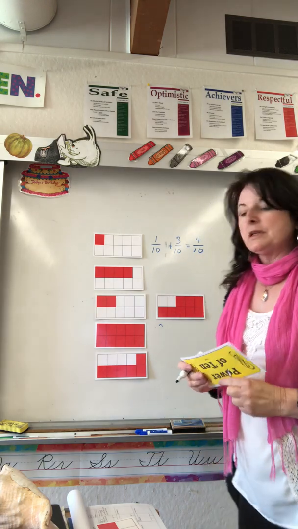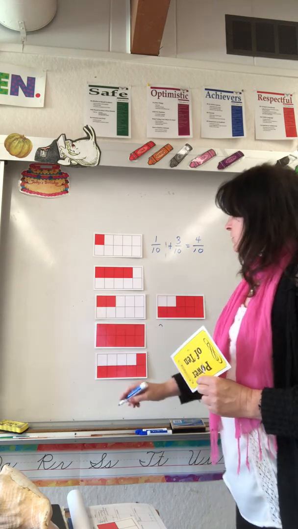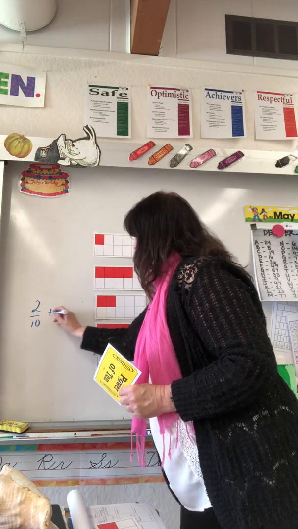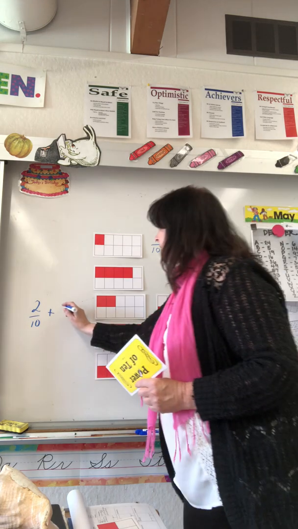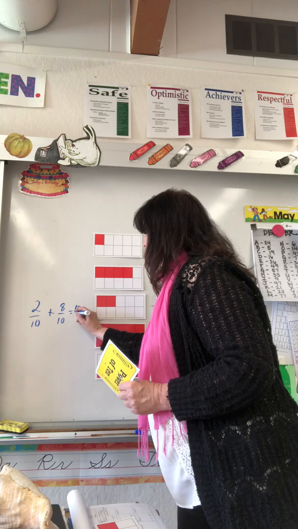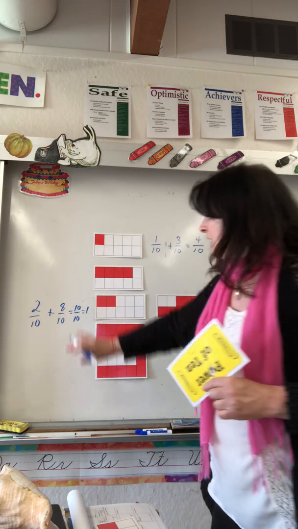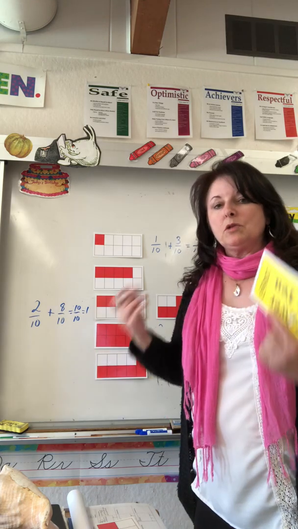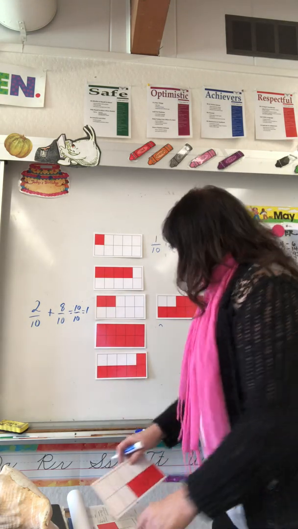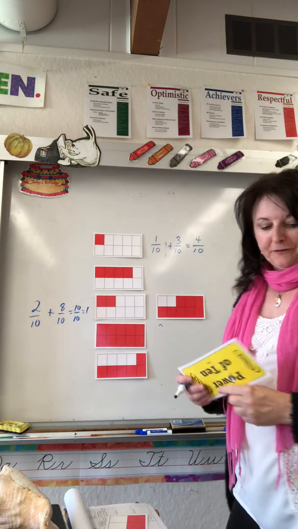Okay, let's do another one. Let's take a look here. What if I have 2 out of 10, and I add on to it 8 out of 10? You can see that you've got 10 out of 10, which means that you have 1 whole. So as long as the numerator and the denominator are the same, you have 1 whole.